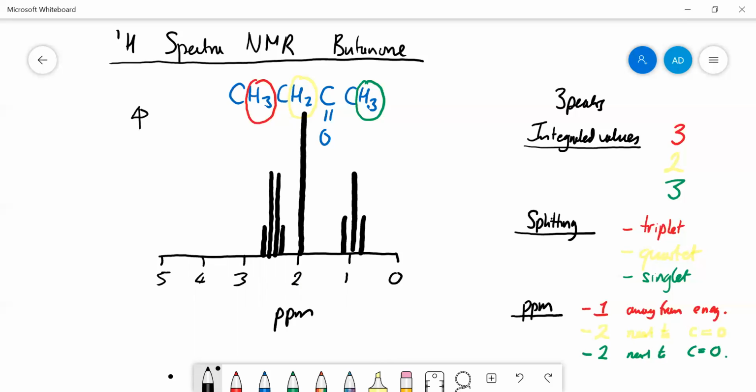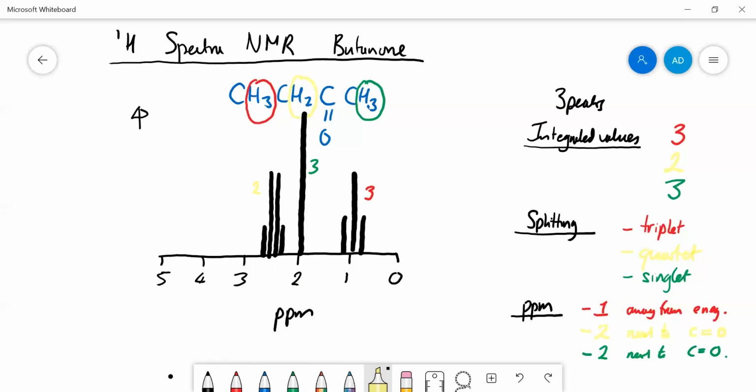Just a couple of little things there. The integrated value, once you get splitting, it's very hard to guess what the area under the peaks is just by looking at it, and that's why the spectrometer works out the integrated value. I'll just write it on there. So it's got an integrated value of 3, that one's got an integrated value of 3, and that one's got an integrated value of 2.